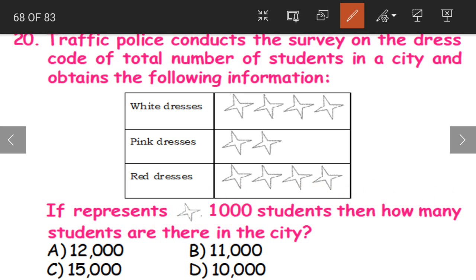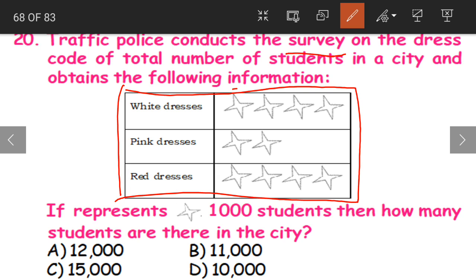So what is this? He has conducted a survey. A survey is nothing but where we ask questions and other people give us answers. So from the survey, what did our police find out? This is the piece of information. Now here 1 star is equal to 1000 students. Now how many students are there in the city?